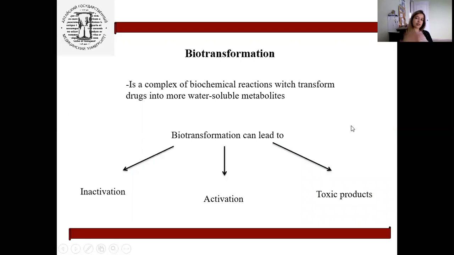What happens then? I told you about degradation, the biotransformation in the body. Yes, this is a complex of biochemical reactions which transform drug into more water-soluble metabolites. Why does it happen? Because our body wants to excrete. Water-soluble metabolites of the drug are easier to excrete from the kidneys. But biotransformation can lead not only to inactivation of the drug, but also sometimes to activation and sometimes even to toxic products. It depends on the chemical nature of this drug.